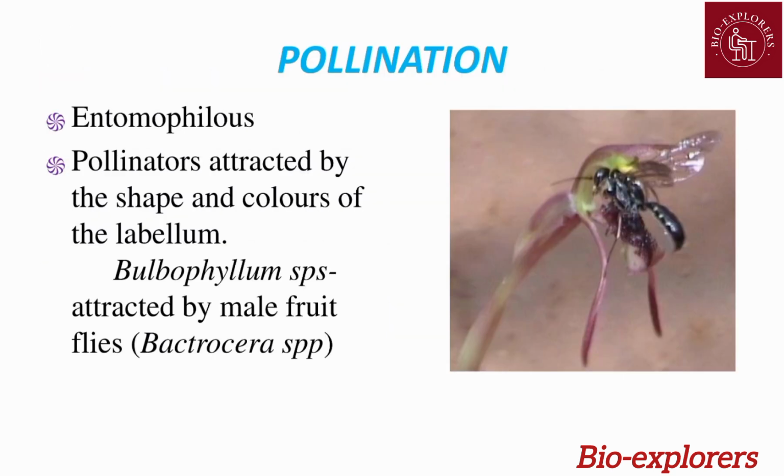Now we pass on to the pollination process. So pollination is nothing but the process in which the pollen grains are shed on the stigma. In Orchidaceae members, it shows entomophilous type of pollination, which is nothing but insect mediated pollination. Here the insects are the main pollinators, which are attracted by the shape and colors of the labellum. Bactrocera species, a male fruit fly, is attracted towards Bulbophyllum species because of the showy labellum.